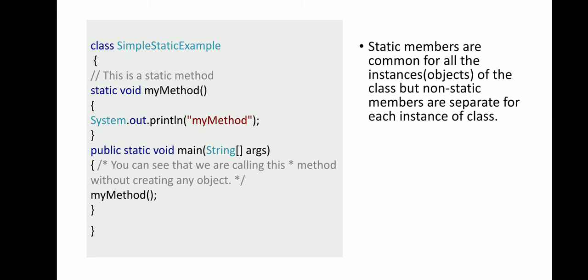The term common is very important. Any object can access that member function. See the example here. Now I have declared my method as static. As it is a static member function, it is a common method; anyone can access it. See, I am directly accessing my method inside the main.